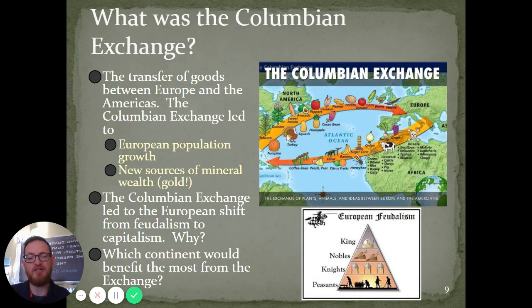All right, the Columbian Exchange. So what was the Columbian Exchange? Basically, this is the transfer of goods between Europe and the Americas. And you can see on this chart here, which shows the goods that are going between the two places, from Europe to North America, and then from North America to Europe, and then back.